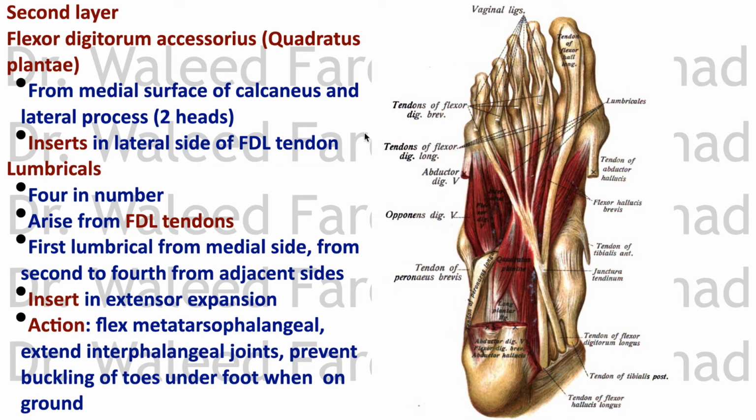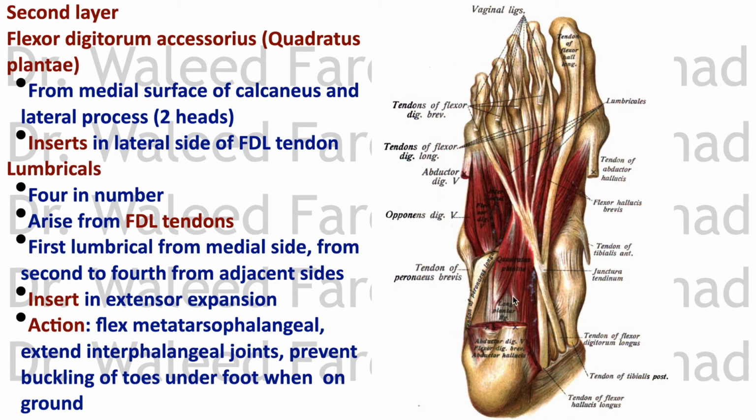Okay, the second layer of the foot, deeper or more superior, we have flexor digitorum accessorius, or the quadratus plantae muscle. It arises from the calcaneus and the lateral process of the calcaneus. It has two heads. It inserts in the tendon of flexor digitorum longus on its lateral side.